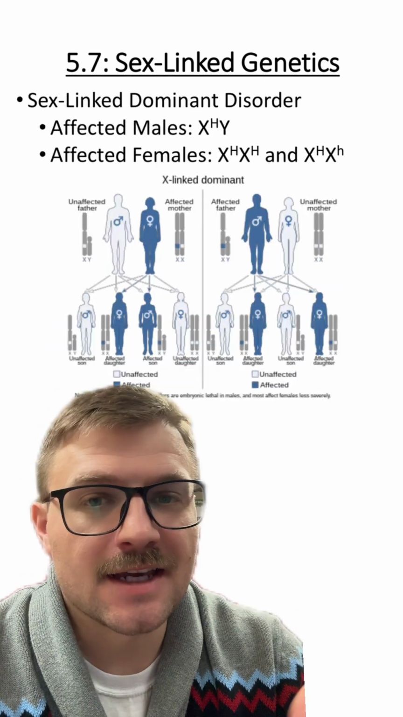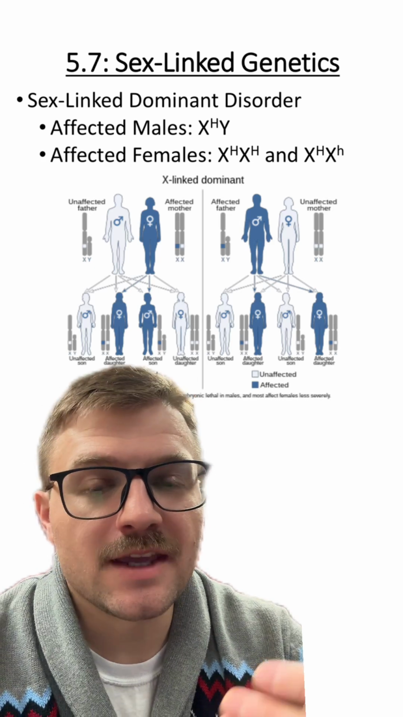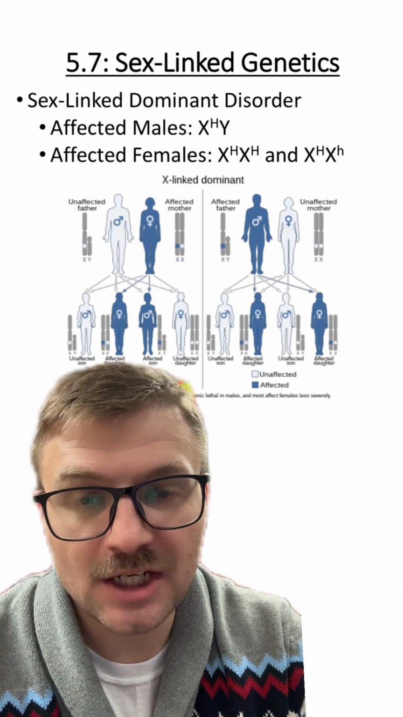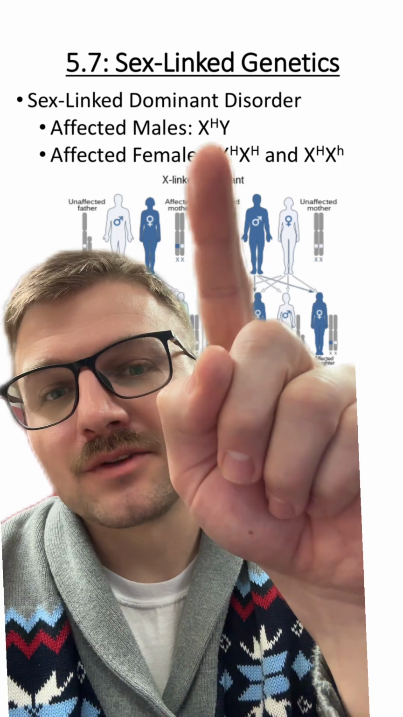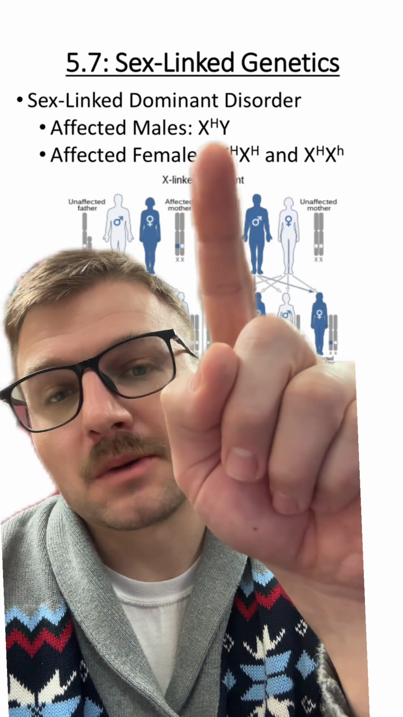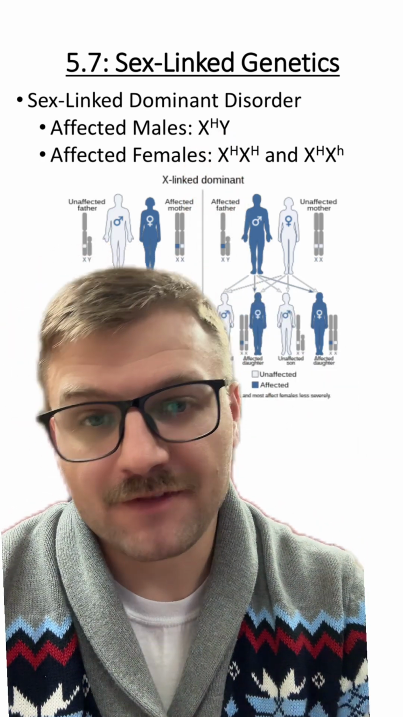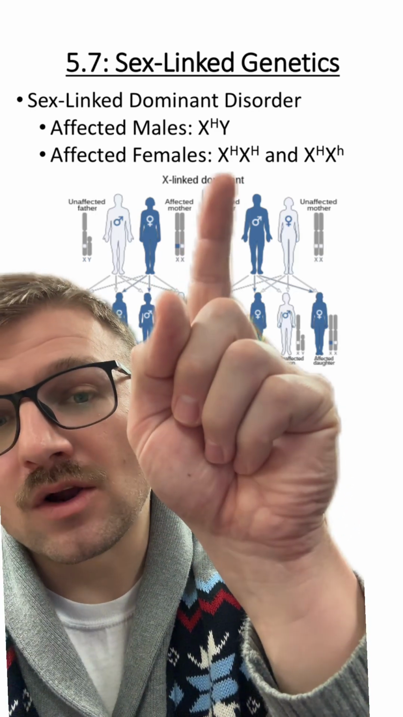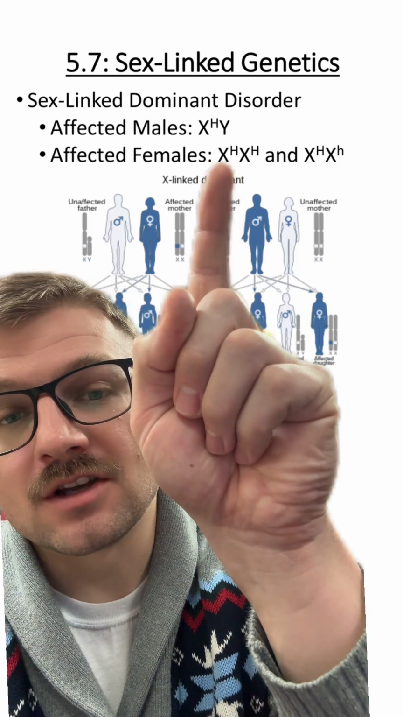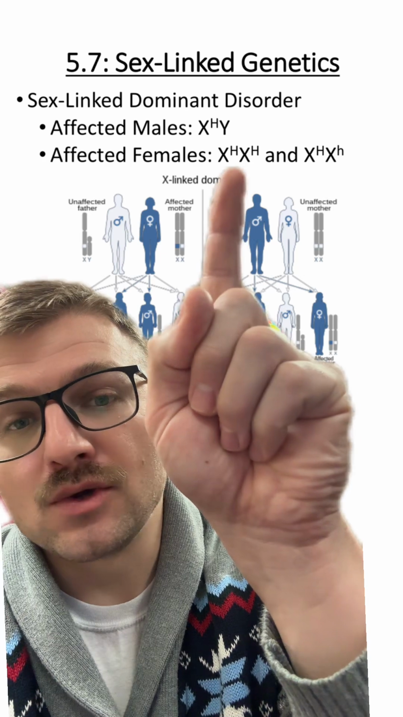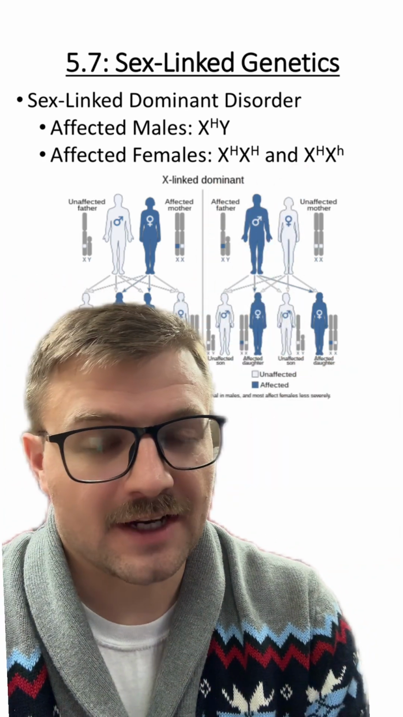And just like I said, sex-linked dominant disorders occur when the X chromosome has a dominant gene attached. As you can see here, affected males only have one X chromosome, but if that X chromosome has that dominant gene, they're going to be affected. In this case, females, again, only need one of these X chromosomes with the dominant letter H. So again, if they have two, they're affected, and if they have one, they're affected.